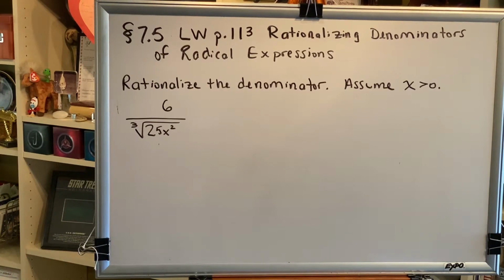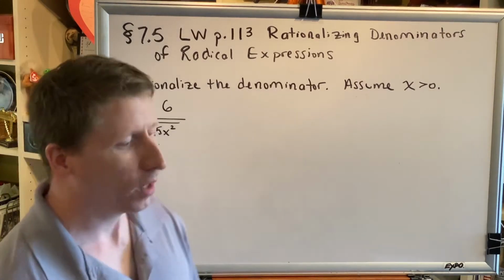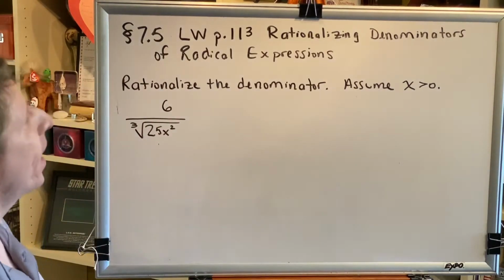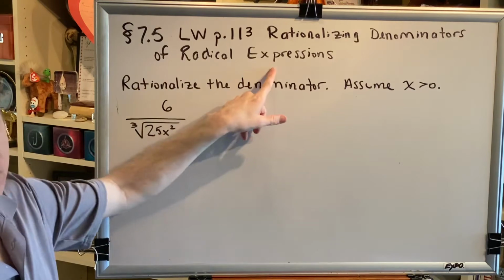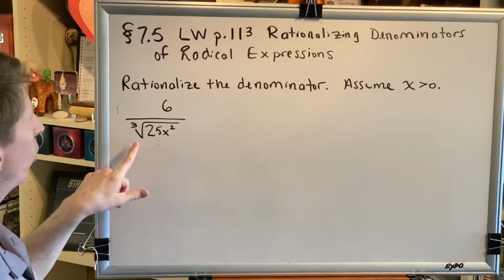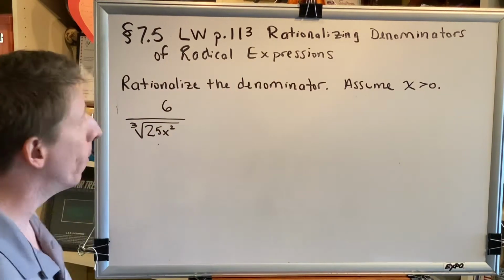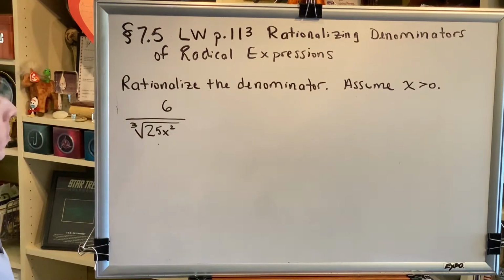Please open in your learning workbook to page 113 as we solve two problems involving rationalizing a radical expression where there is only one term in the denominator. All right, let's begin with this problem. 6 over the cube root of 25x squared.